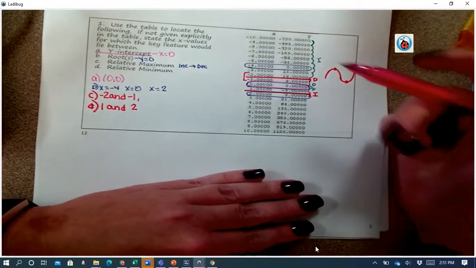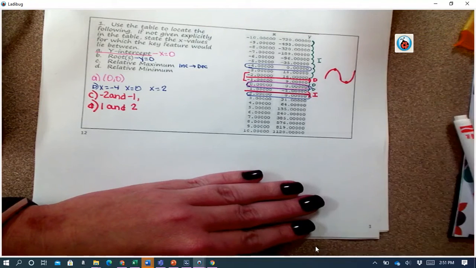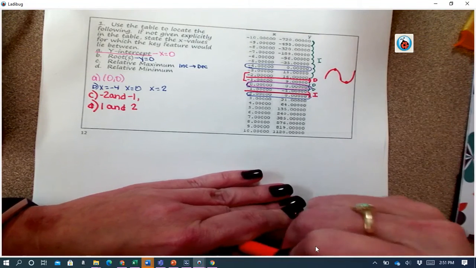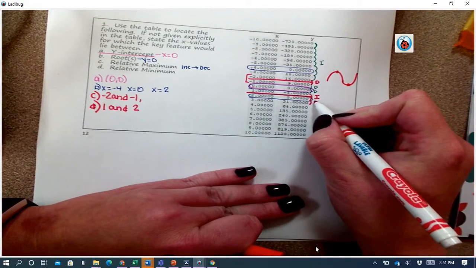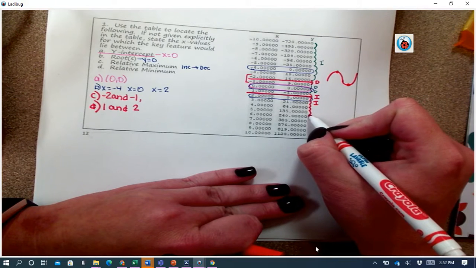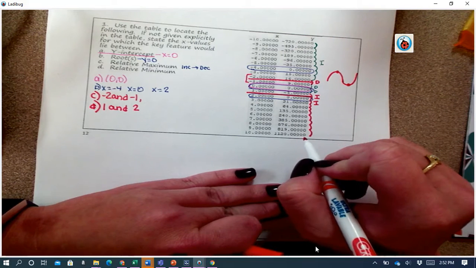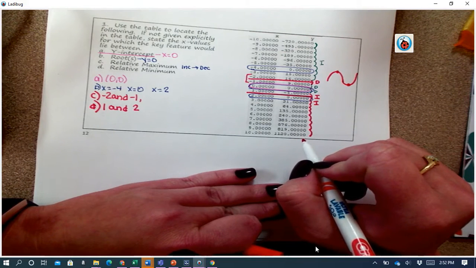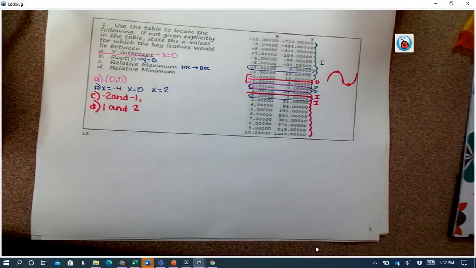If we keep following the pattern, from -5 to 0 was an increase. From 0 to 21 is an increase. And then increase, increase, increase, increase, increase, increase, increase. So there would be no other extrema listed.